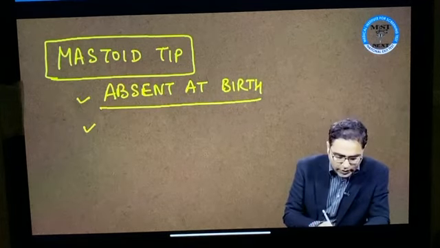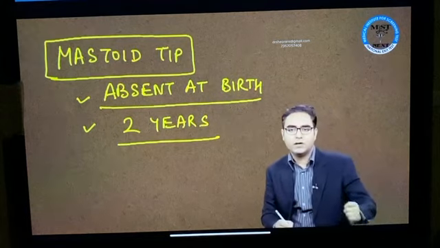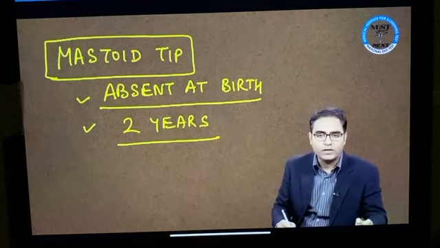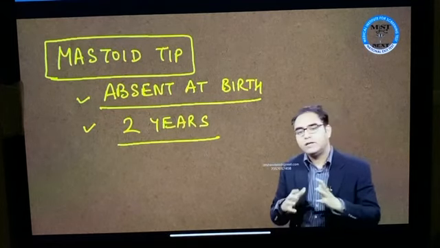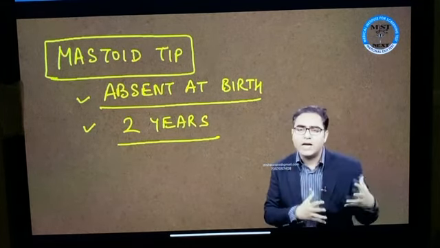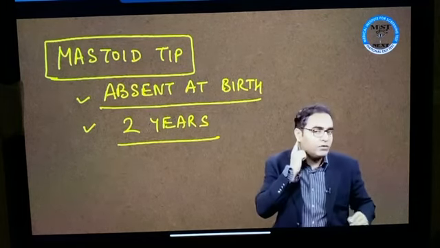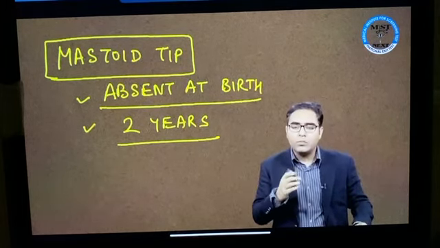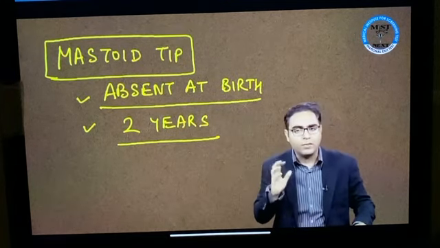It develops at 2 years of age. Now, this is a multiple choice question. It develops at 2 years of age. Okay? Fine. Now this has got a significance because it is to be understood that in a very young child, if you're operating a 1-year-old child for ear surgery, please understand, when mastoid tip is not there in a 1-year-old child, then hidden below the mastoid tip is a foramen called stylomastoid foramen.